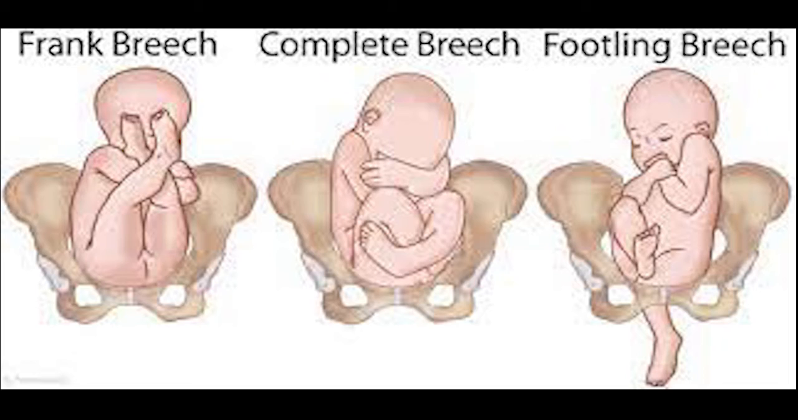As you can see here, there are three main types of breech presentation. The first one, a frank or extended breech, is where both legs are flexed at the hip and extended at the knee. A complete or flexed breech, where both legs are flexed at the hips and knees. And a footling breech, which is where one or both legs are extended at the hip so that the foot is the presenting part. The most common type of breech presentation is a frank breech, and that's the type of presentation we'll cover in this video today.